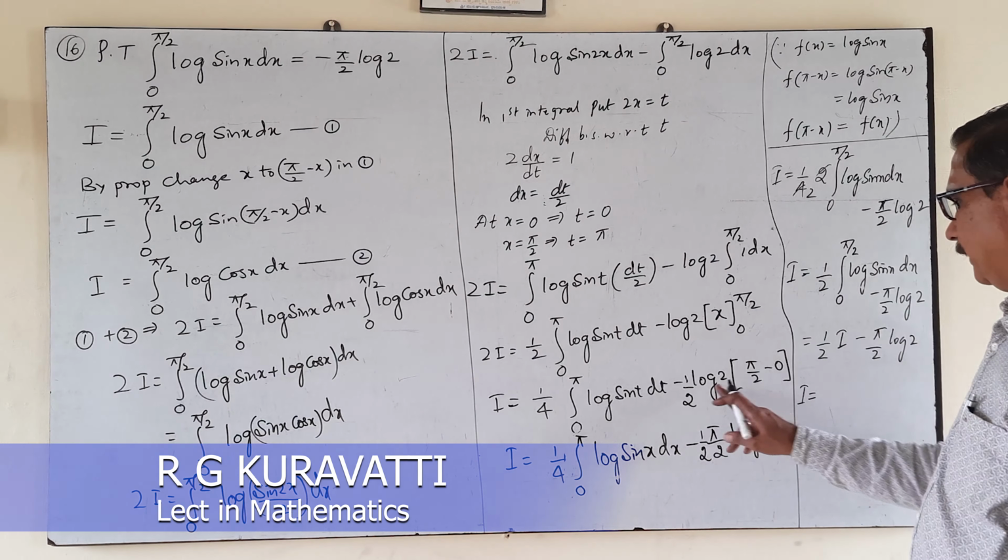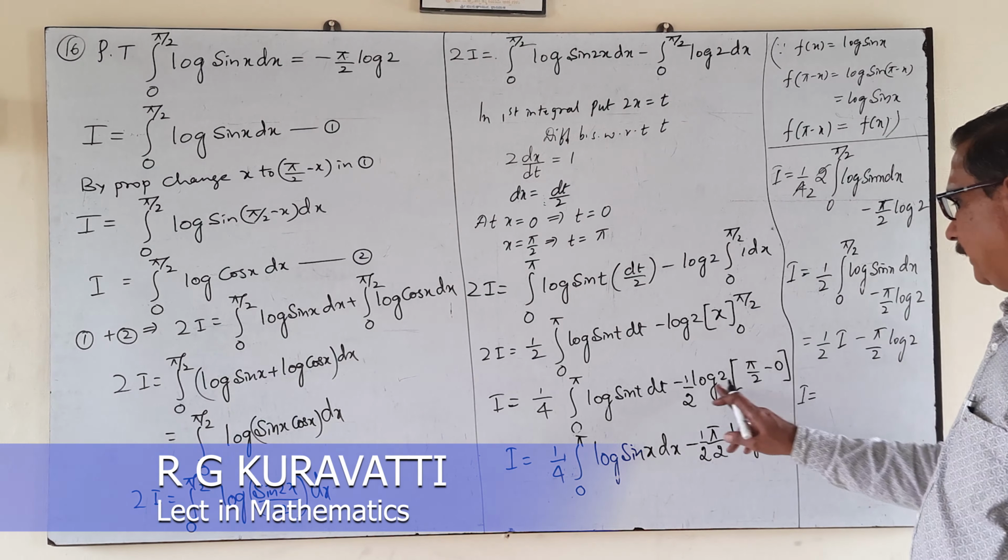Now here I is equal to 1 by 4. By using property number 7 on the first integral, its value is 2 into integral from 0 to half of the upper limit, pi by 2, of log sin x dx, minus pi by 4 log 2. So 2 1s are 2, 2 2s are 1 by 2, integral from 0 to pi by 2 of log sin x dx minus pi by 4 log 2. So I is equal to 1 by 2 I minus pi by 4 log 2, where the integral is nothing but equation 1, I.